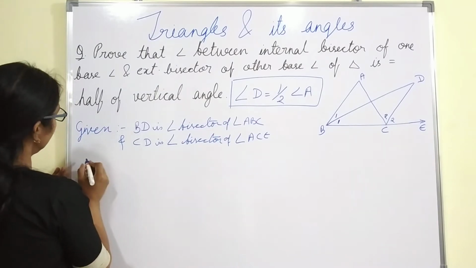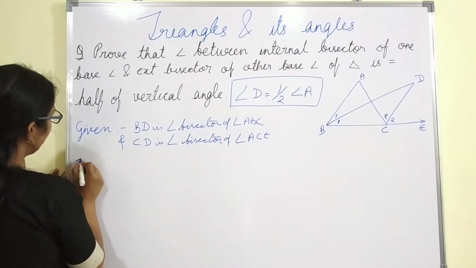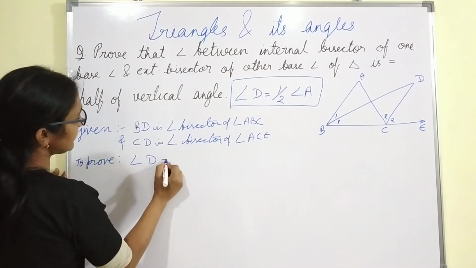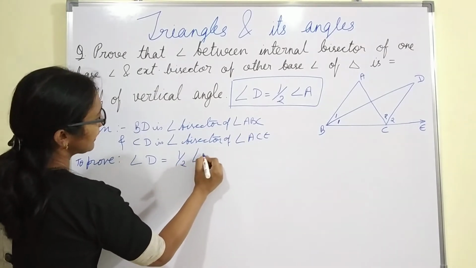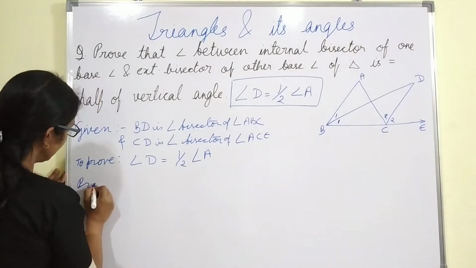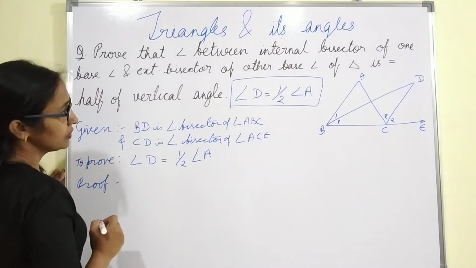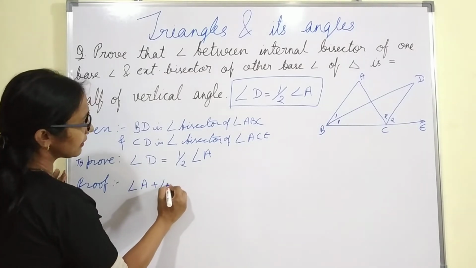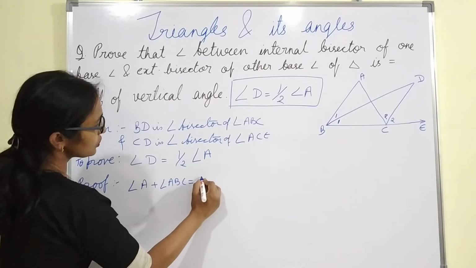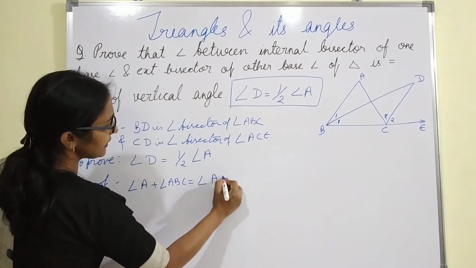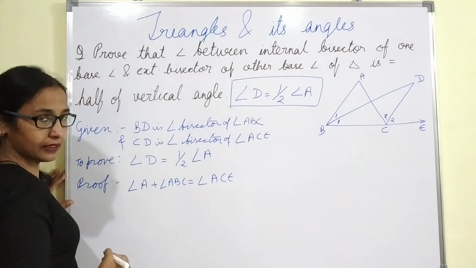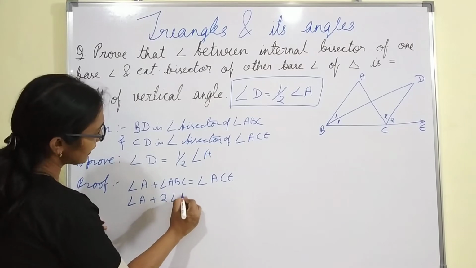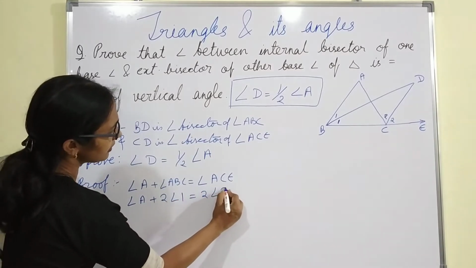So now, to prove, we have to prove angle D equals half of angle A. Now proof. Angle A plus angle ABC equals angle ACE. Now, angle A plus twice angle 1 equals twice angle 2.